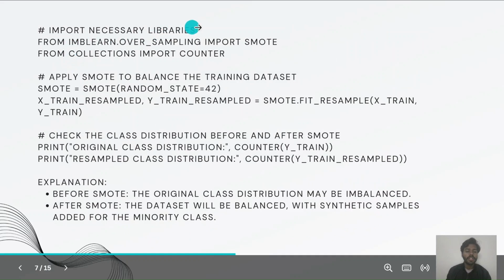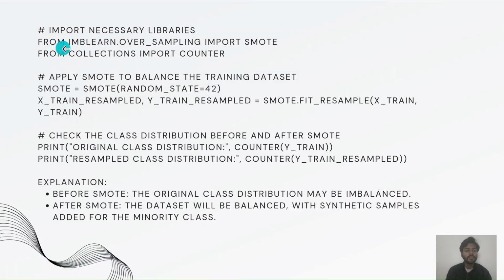Now, first we import the necessary libraries as usual. Then from imblearn.over_sampling import SMOTE, and from collections import Counter. Then apply SMOTE to balance the training dataset here. So smote is assigned SMOTE with random_state=42. Now X_train_resampled, y_train_resampled is assigned smote.fit_resample(X_train, y_train). Now we check the class distribution before and after SMOTE. So we use the print function, original class distribution here, with Counter(y_train). Then again we use the print function, resampled class distribution, Counter(y_train_resampled).